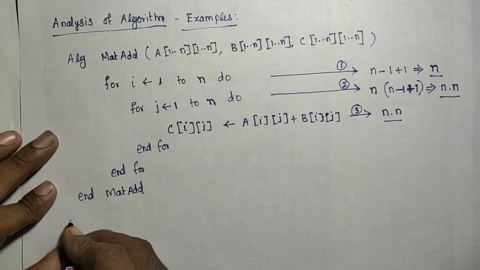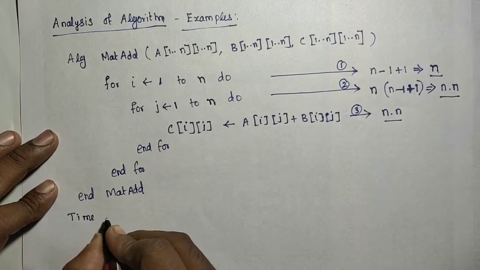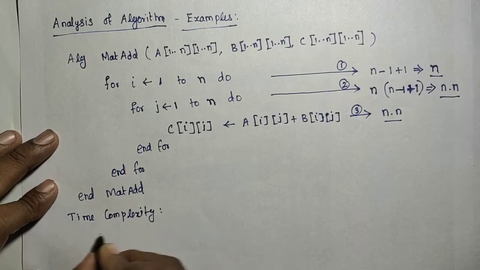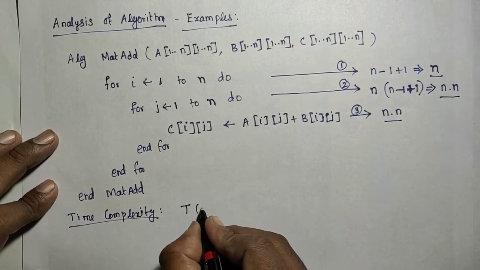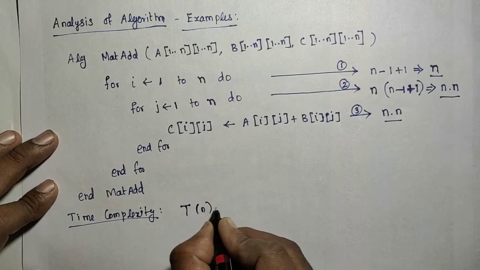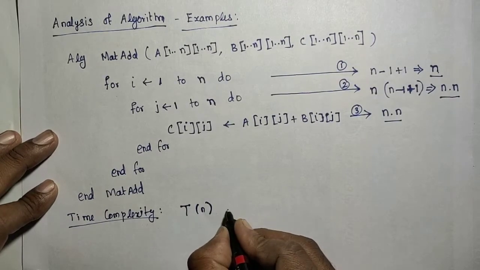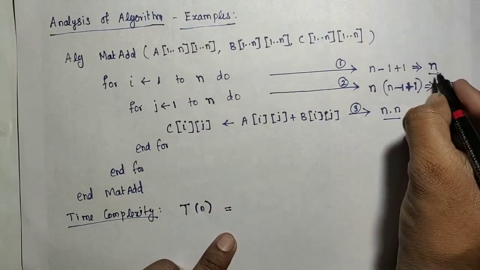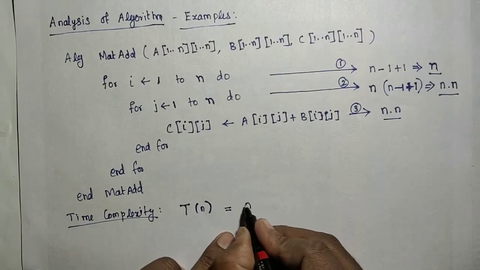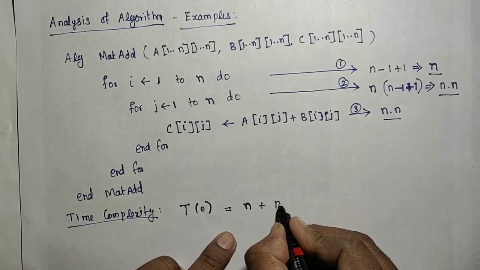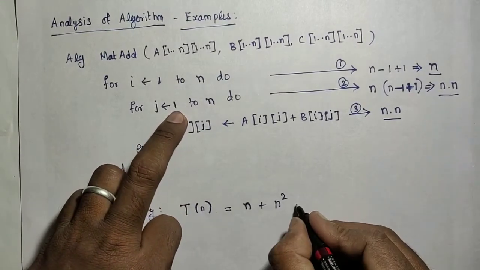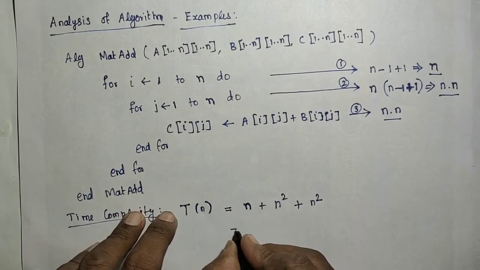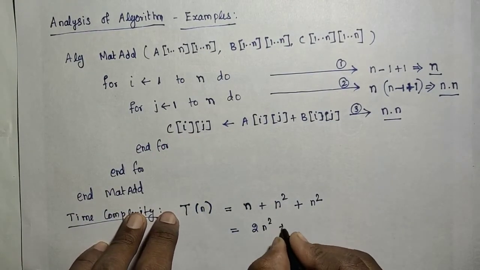So the time complexity T of n, where n means the time is based on input n, is what we are going to take. So here T of n equals, I have to add n, this n times that assignment, plus n squared times this assignment, plus n squared times that calculation, which is equivalent to 2n squared plus n.